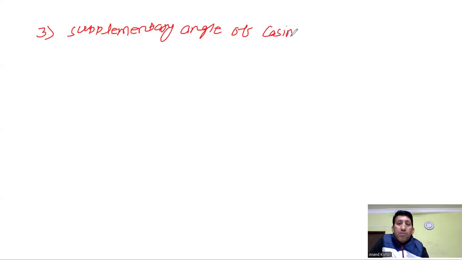Third one is, not complementary, supplementary. Supplementary angles of cosine are equal but with the opposite sign. This is a very important keynote. What is the meaning of this? I will give some examples.